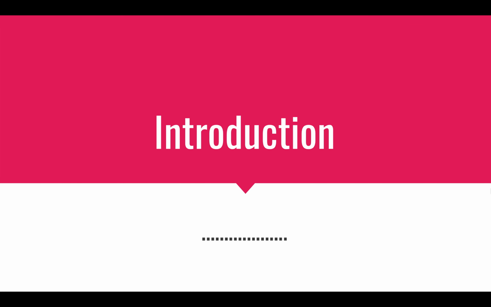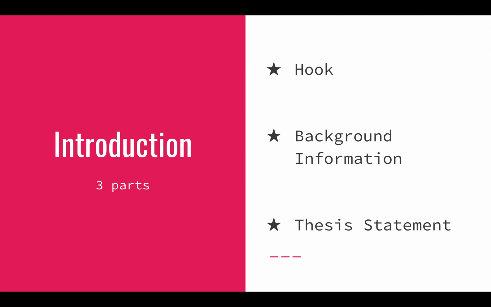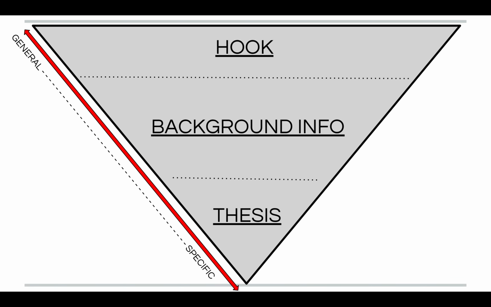Okay, so an introduction has three parts: hook, background info, and thesis. I think you guys already knew that. This is a visual representation of an introduction, an upside down triangle, because it starts off broad and then slowly narrows down to the specific. A hook is very general, and then you slowly lead the reader to your thesis, which is very specific.